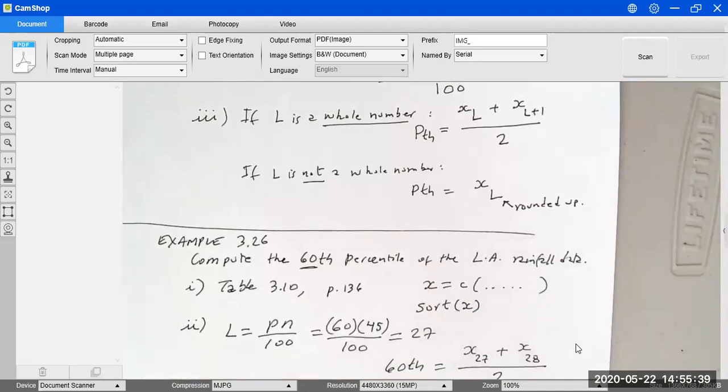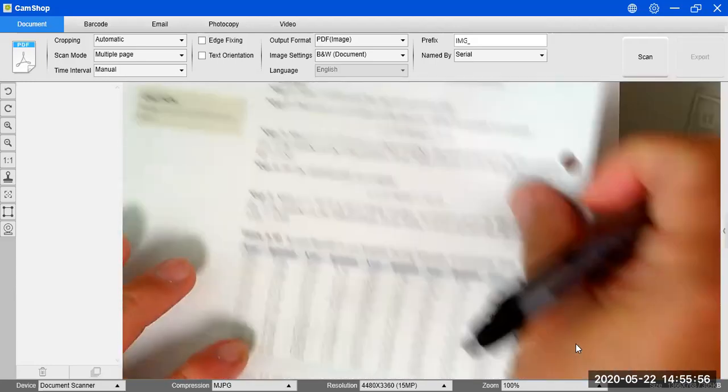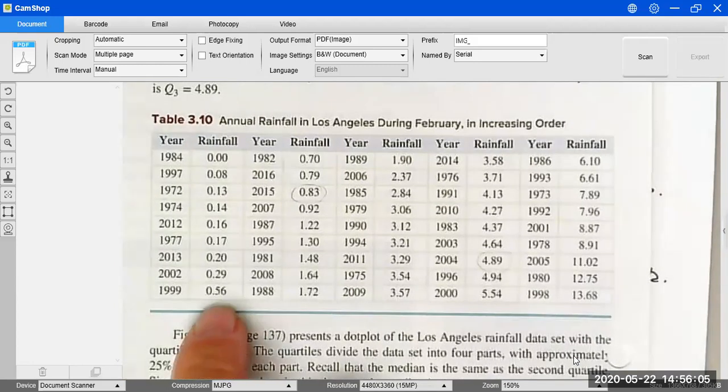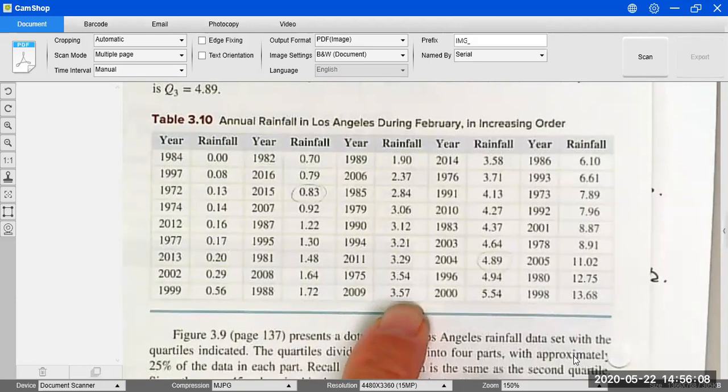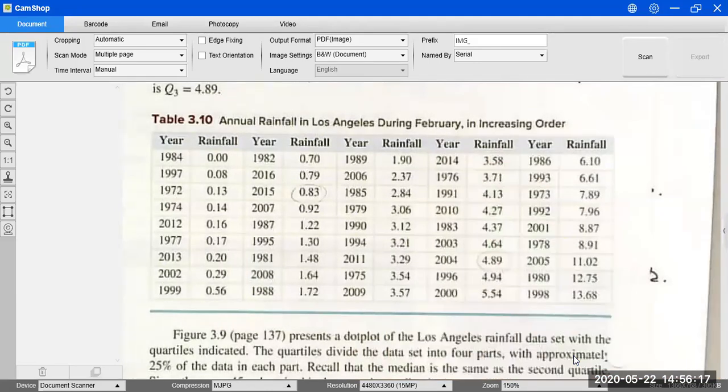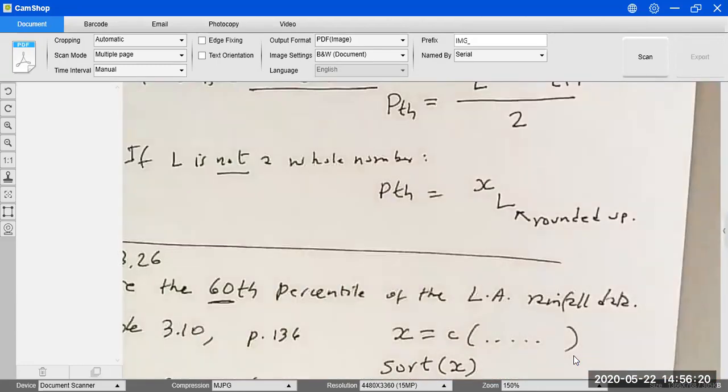So we need to find the positions 27 and 28. So 27 and 28. So let's check the table. So we have the table here. So position 27. So this is 9, 18, 27 is 3.57, and the next one is 3.58. So we're going to combine these two values and divide by 2, and that is going to be the 60th percentile. So let's do that.